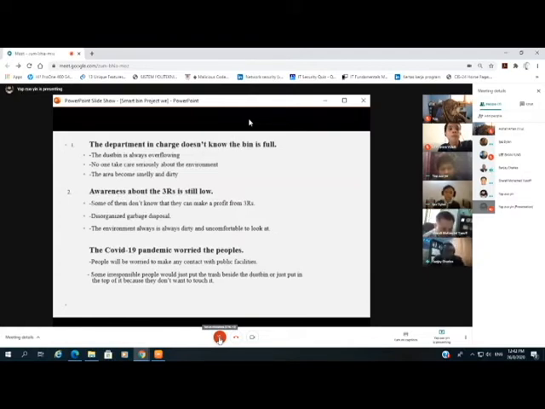Okay, then goes to number 3. Okay, number 3, let me check. Is it number 3? The COVID-19 pandemic? Yeah. Okay, never mind. So number 3 says the COVID-19 pandemic worried the people. You have to make it like in one issue. This pandemic makes people worry in one issue. So you have to be very direct there.